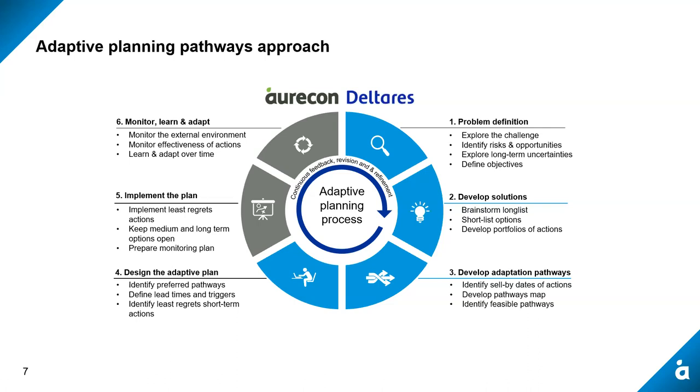practitioners are adopting something similar to this. But effectively, the way to deliver an adaptive planning project in the initial stage is that defining the problem is the first step. And that's something that's not done well in the water industry, in my opinion. It's really important to understand what problem you're trying to solve, because that drives everything. You need to understand the challenge, what the risks and opportunities are, what those uncertainties are that are driving this issue that you're trying to solve, and what the objectives are. What are you trying to get out of it?